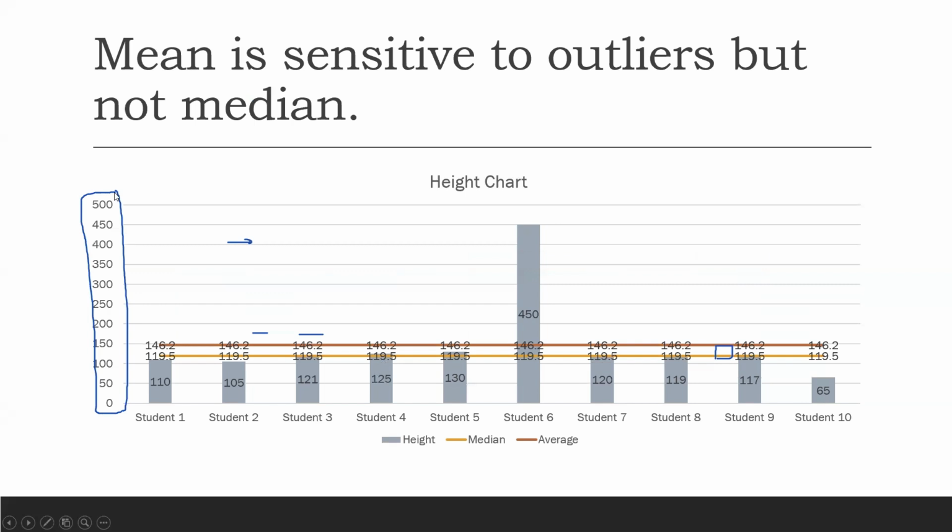Now we have 0 to 500. The reason for the different scale is that there is, maybe, a typographical error where the height is 450. Maybe the height was 150, but for some reason, instead of entering 1, the user has entered 4. Because of this, you can see what has happened to the mean. The mean has gone to 146.2. Previously it was 114, but now it has become 146. So when there is an outlier, the mean easily gets drifted based on the outliers.